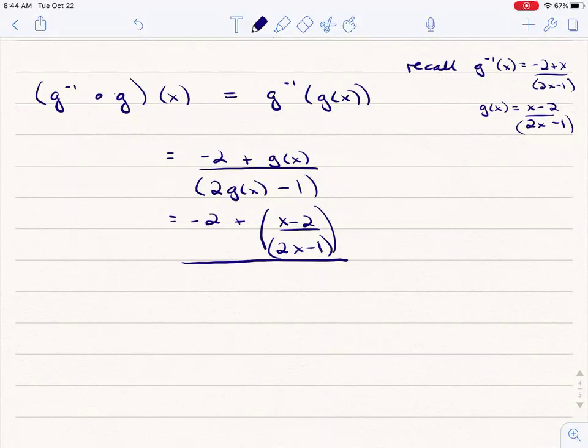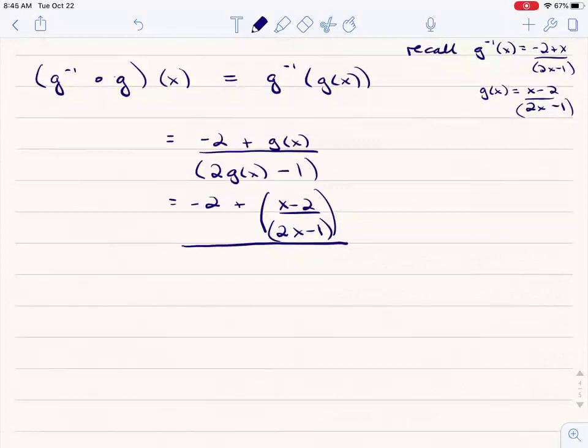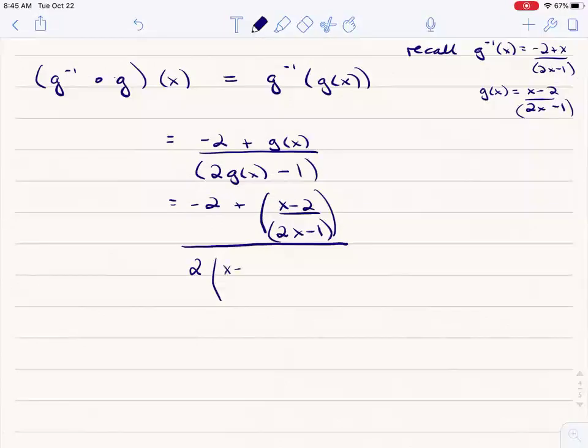Okay. And then I've got 2 times G of X, which I'm going to replace with X minus 2 over 2X minus 1. And then minus 1.